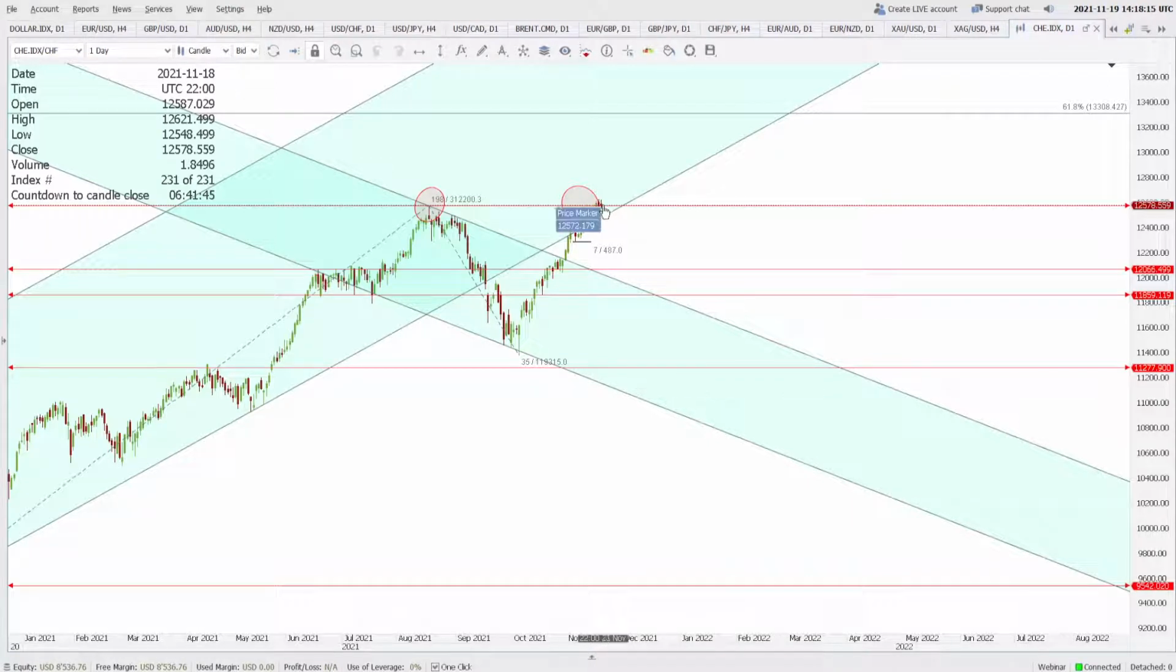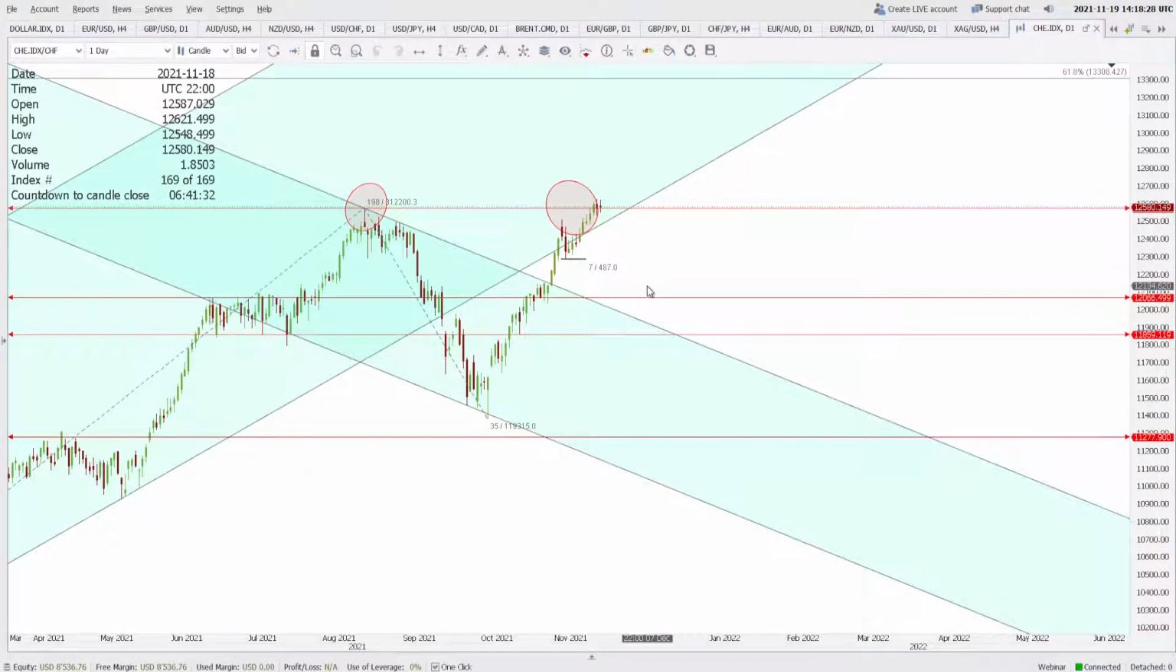Maybe next week we will see the price soaring from here, and the next resistance for this is the 61.8% of the previous rise, which is 13308 in this market. On the lower side we have support at 12,066 in this market.